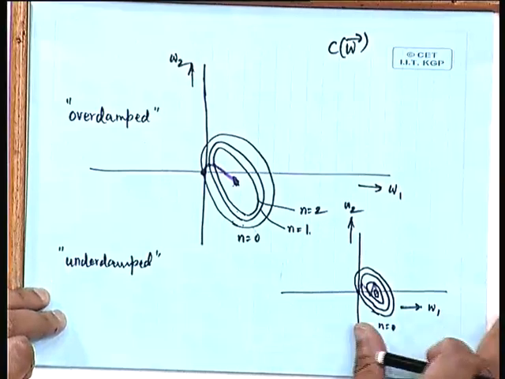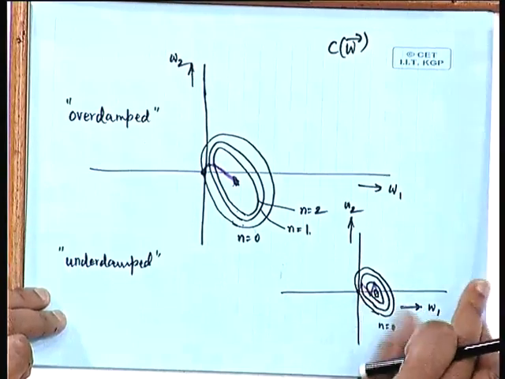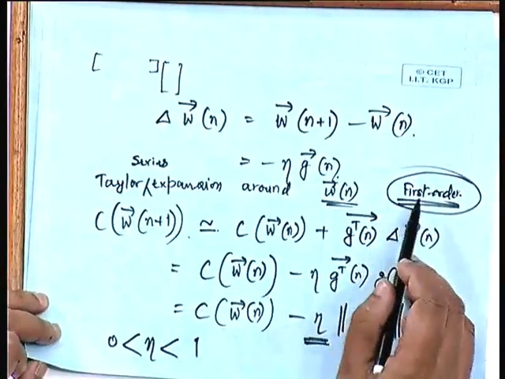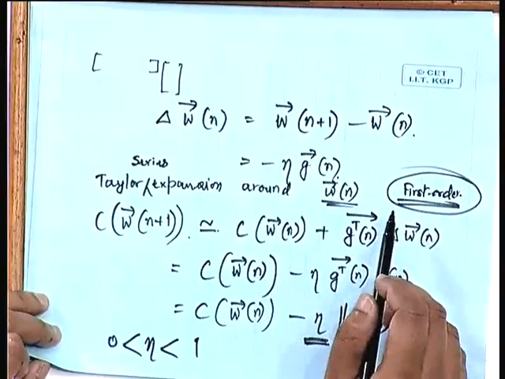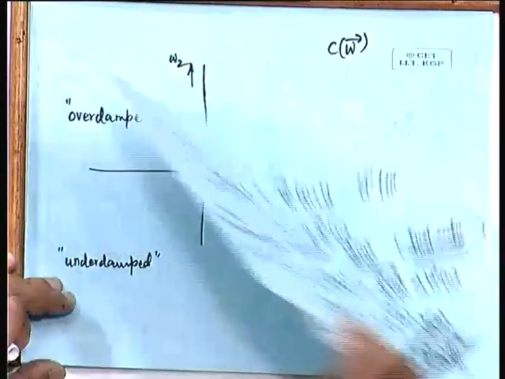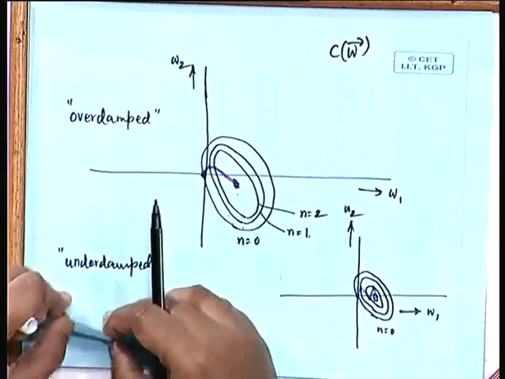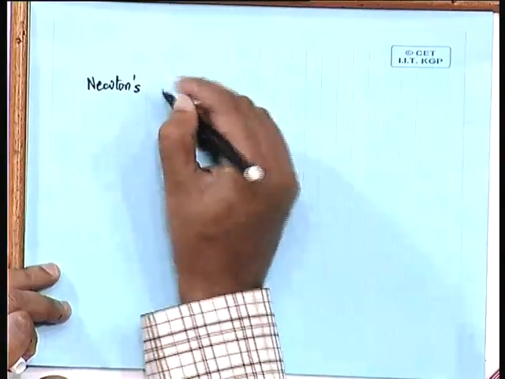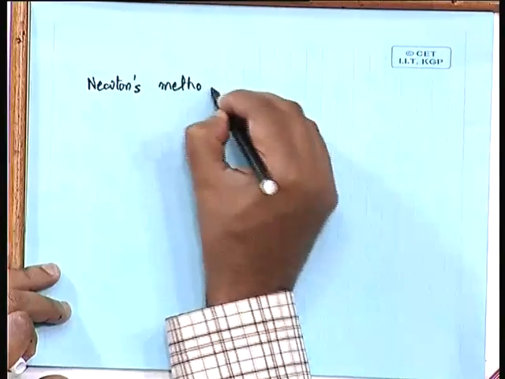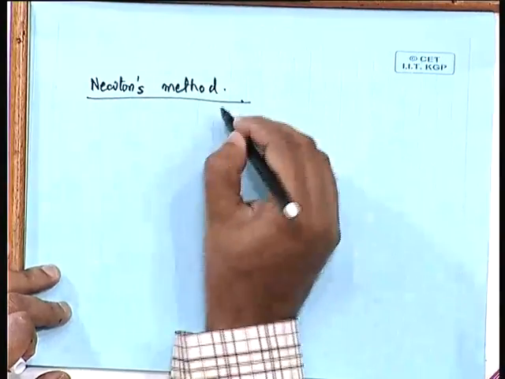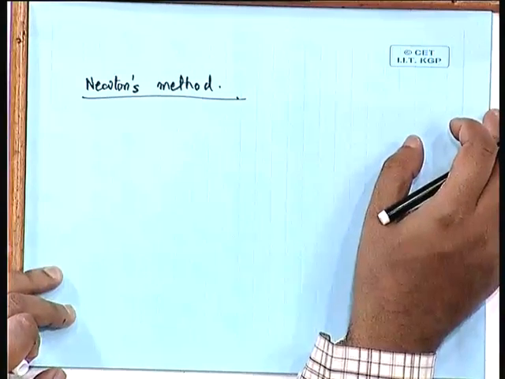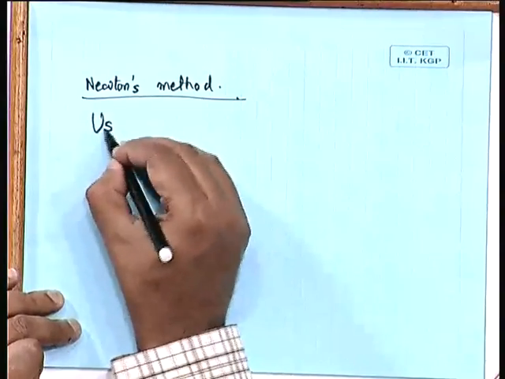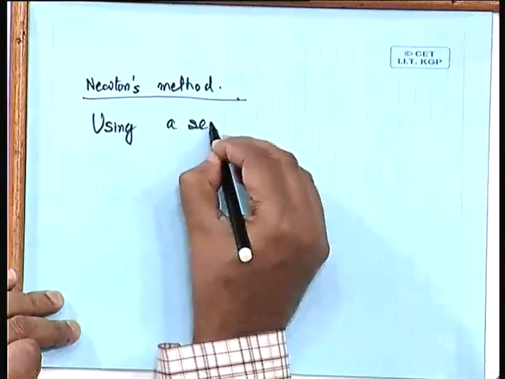Now, we discuss a second methodology of unconstrained optimization, where we do not neglect the second order term. I mean, we consider the second order term of the Taylor series expansion also, and that is done using what is called the Newton's method. So, using Newton's method we can follow unconstrained optimization. Here the basic idea is to minimize the quadratic approximation of the cost function, using a second order Taylor series expansion around w n.